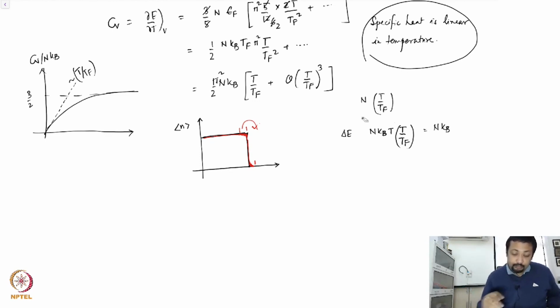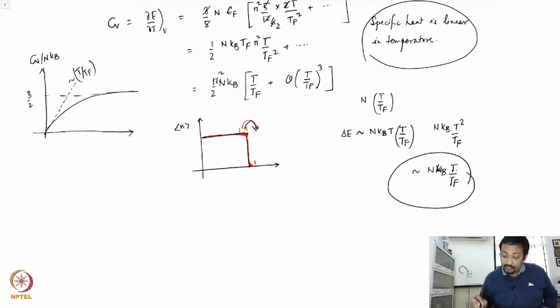So we will not write equal to, but we will just say the change in the energy that happens from going from here to here, the excitation because of thermal fluctuations that you have, goes as T square over Tf, and therefore your specific heat, which is basically delta E delta T, a derivative of this, will go as n kb T over Tf, and this result is surprisingly independent of the dimension of the system.